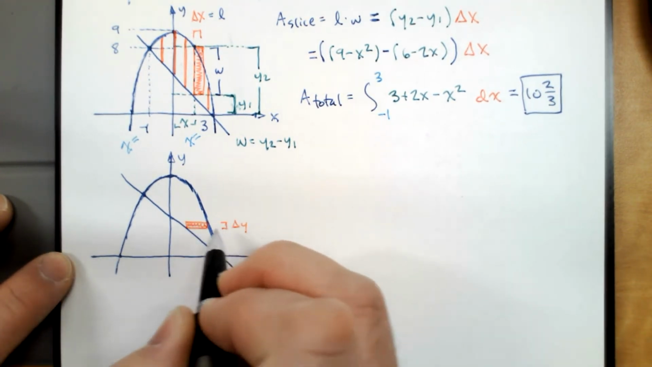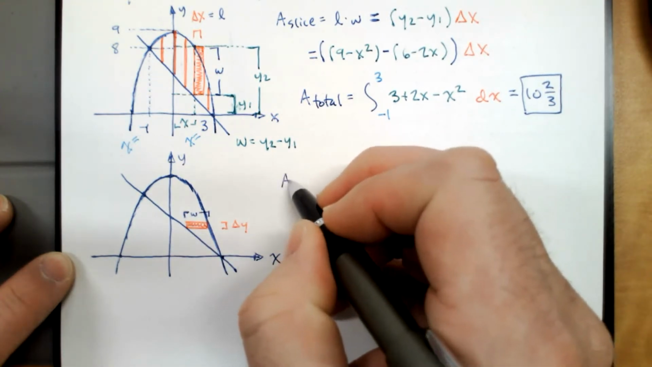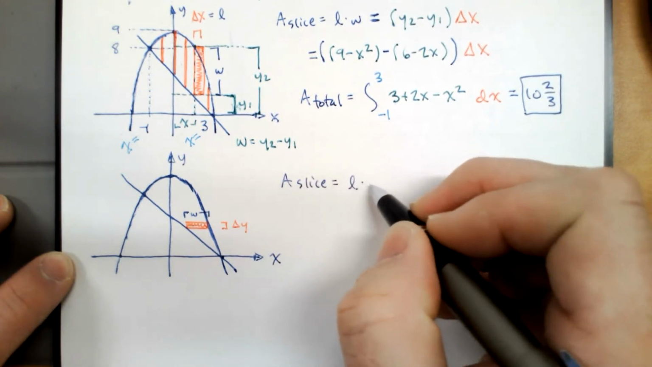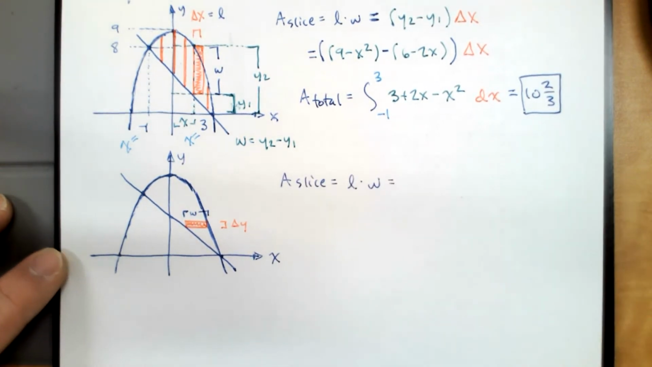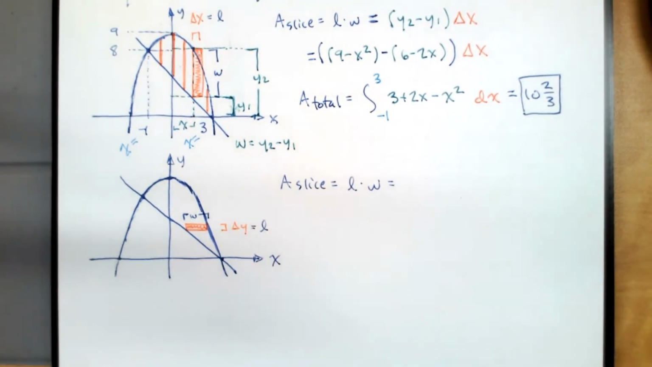The width is always just going to be perpendicular to the delta Y. So the area of the slice: it's an area, so it's always going to be length times width. And our length will be delta Y, but our width will be the horizontal distance from one end to the other, so from left to right.